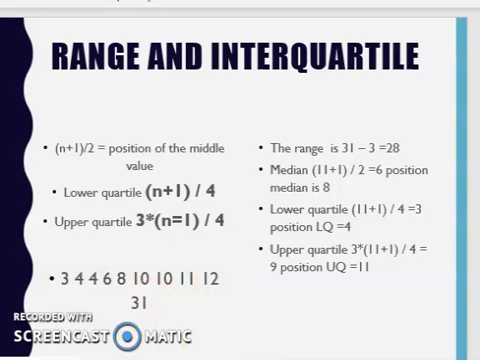Lower quartile: 11 plus 1, which is 12, then divided by 4, equals 3, so that's the 3rd position. And then you go along the data, and that would mean the lower quartile is 4. The upper quartile is 3 times 11 plus 1, then you divide by 4, and that equals 9, and the upper quartile equals 11.